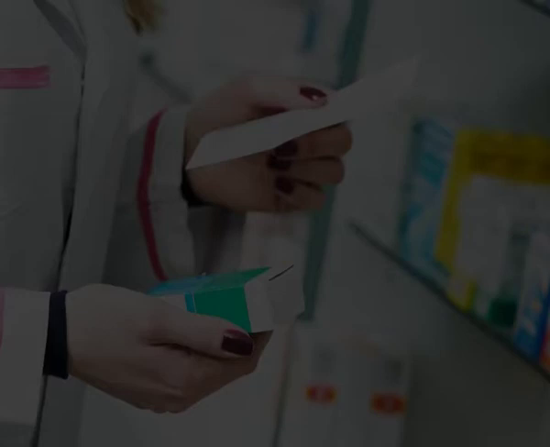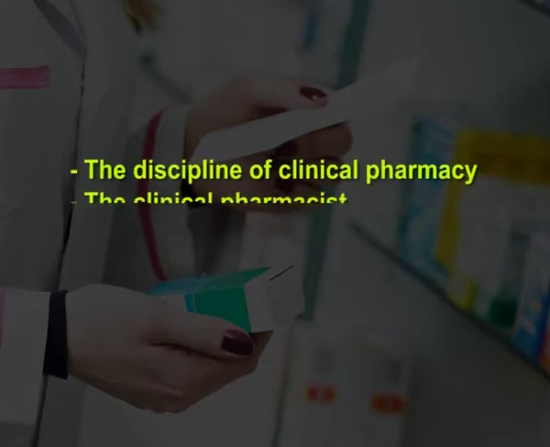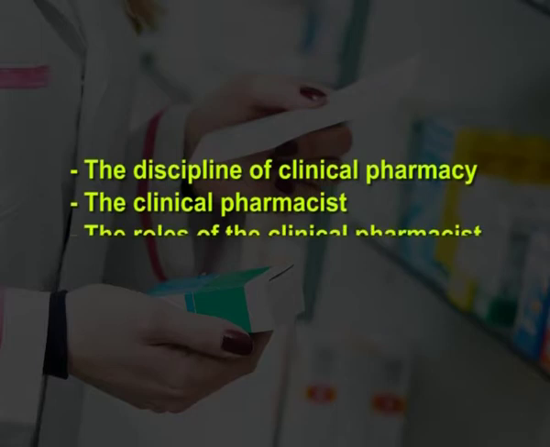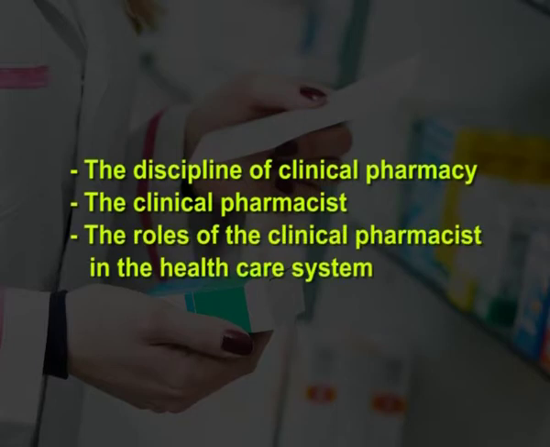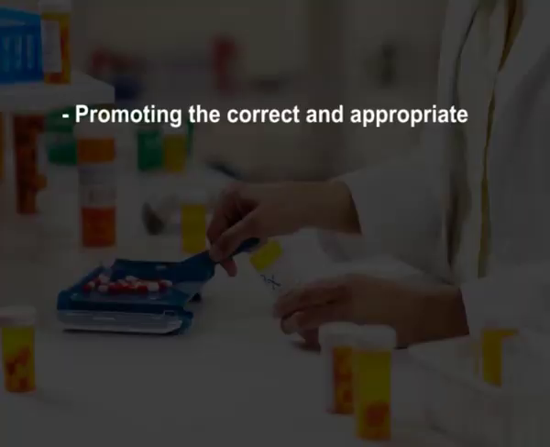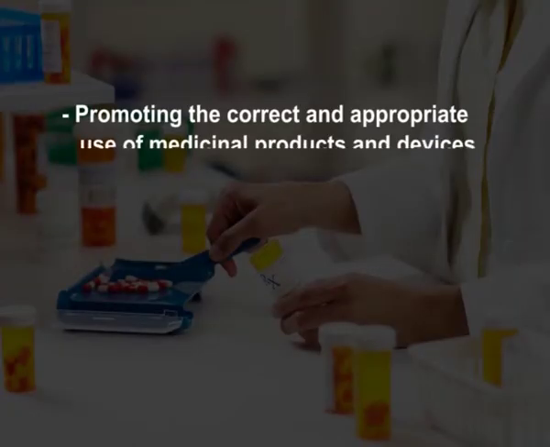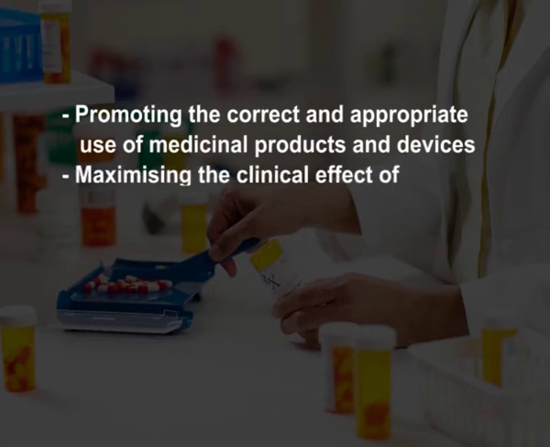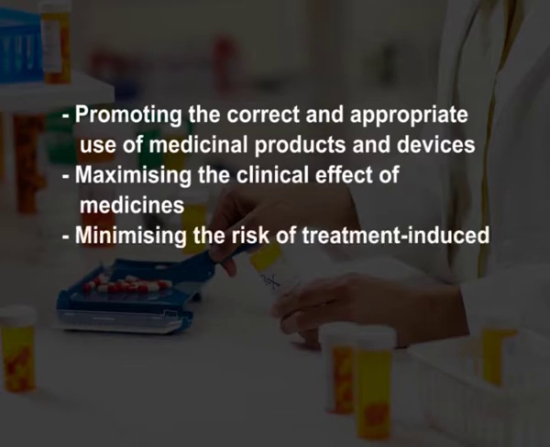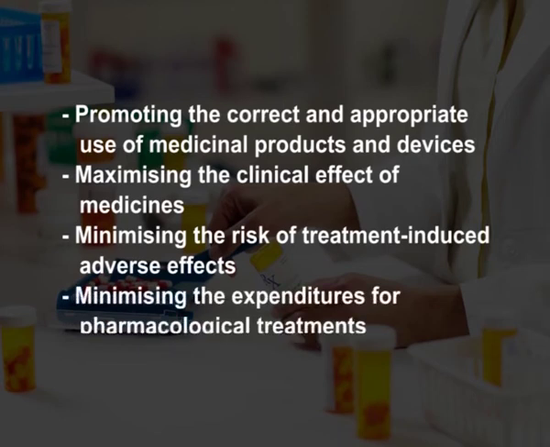The unabridged definition of clinical pharmacy is organized into three sections: the discipline of clinical pharmacy, the clinical pharmacist and the roles of the clinical pharmacist in the healthcare system. Goals, objectives and aims of clinical pharmacy: promoting the correct and appropriate use of medicine products and devices, maximizing the clinical effect of medicines, minimizing the risk of treatment induced adverse effects, minimizing the expenditure for pharmacological treatments.